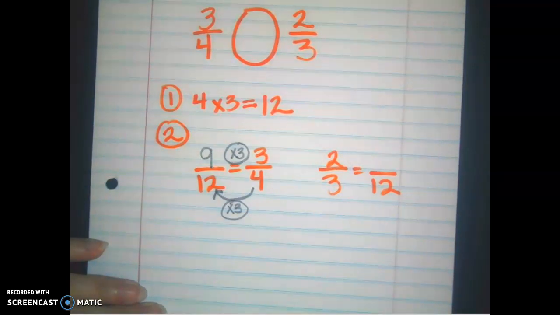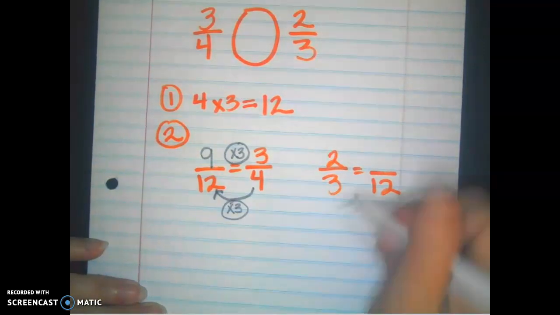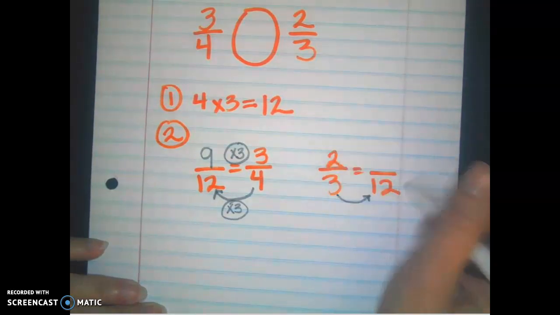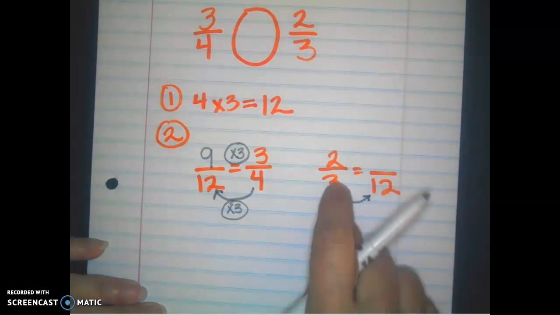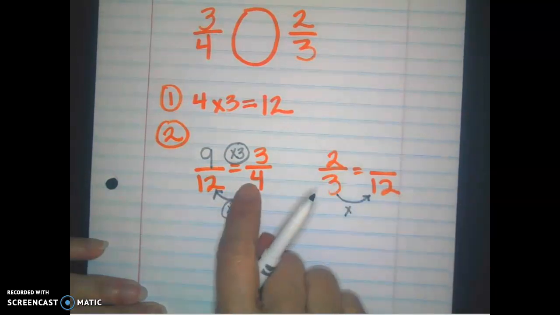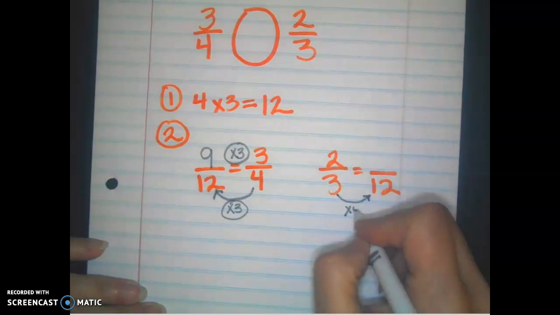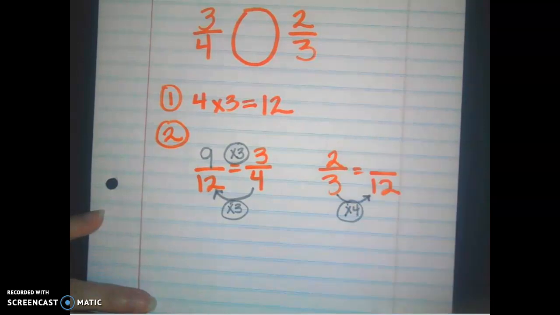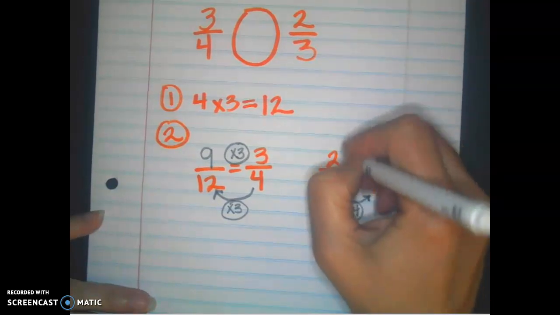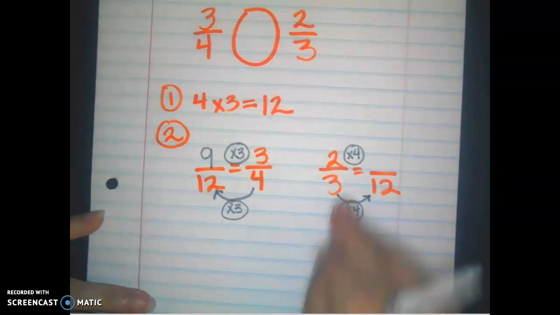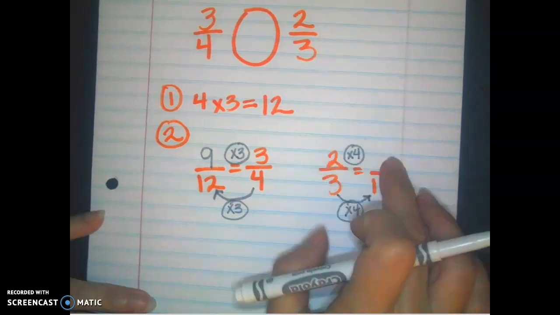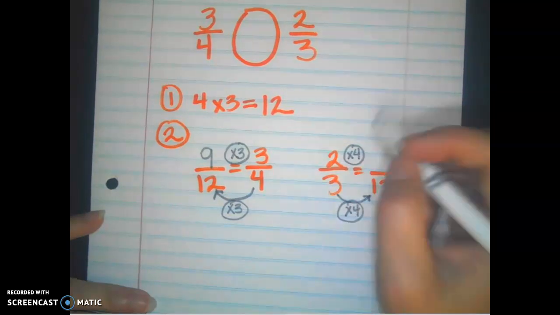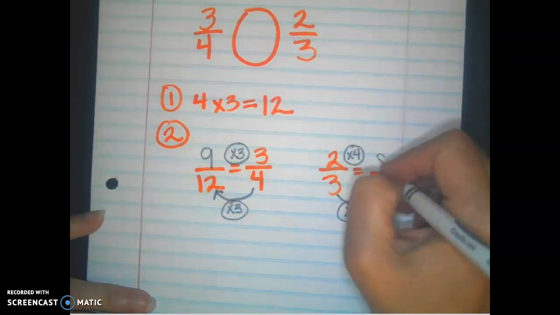You do the exact same steps on the other side. Ask yourself, how can you get from 3 to 12? They're getting bigger, so you know you're going to multiply, and we know we multiplied this denominator times this denominator, so I know I have to multiply 3 times 4 to get 12. And whatever you do to the bottom, you do the same thing to the top. These are proportional to each other. That means if this one doubles, this one doubles. If this one multiplies by 4, this one multiplies by 4. So 2 times 4 is 8.